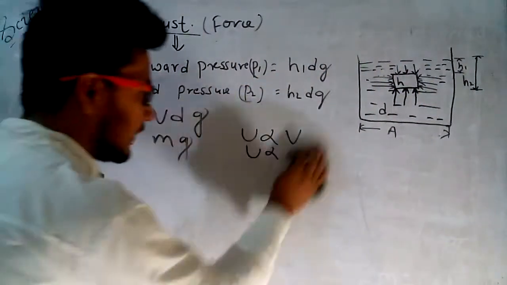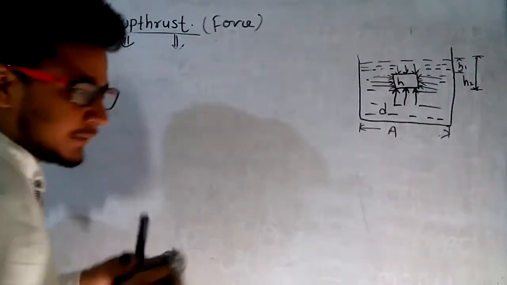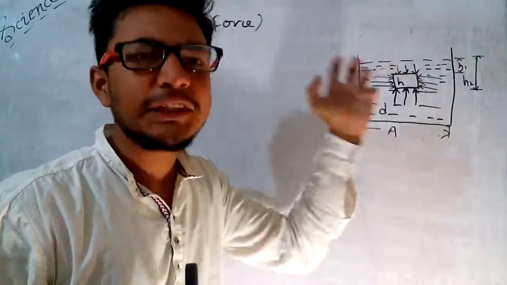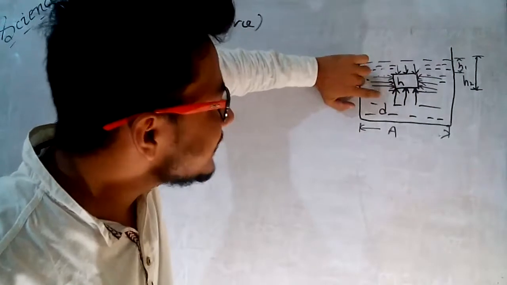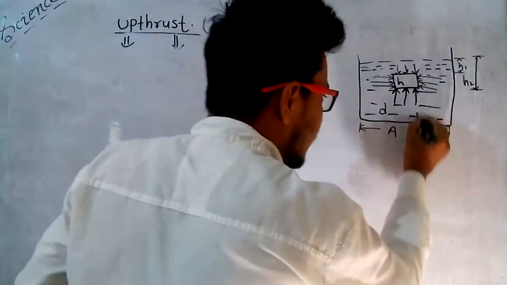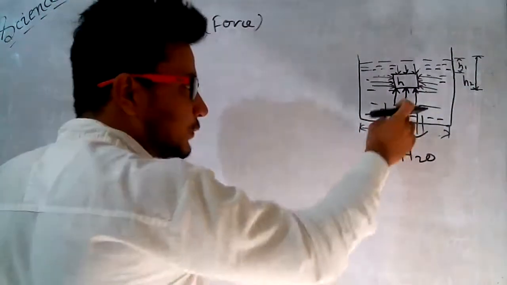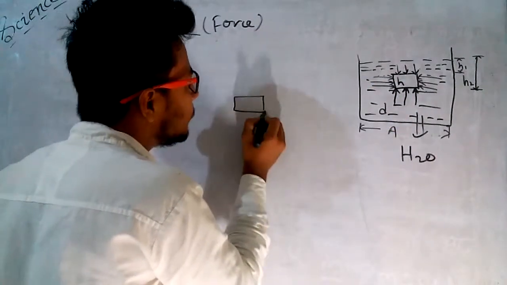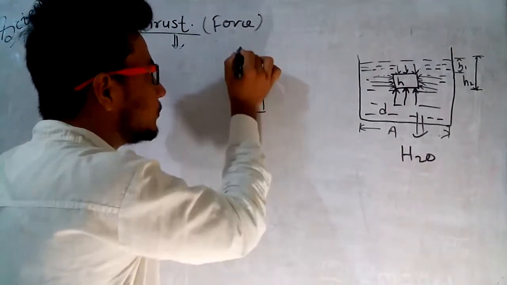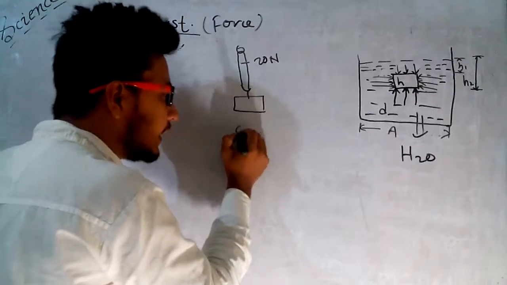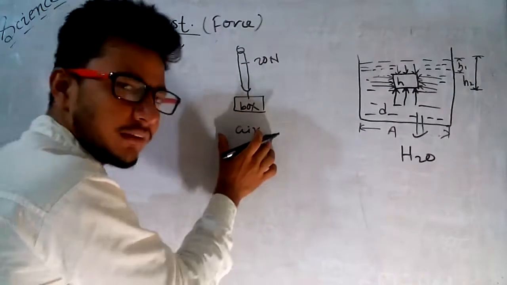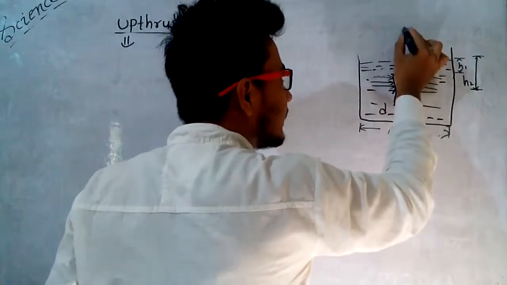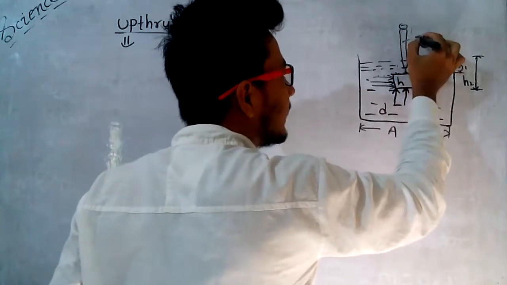Now the last topic in upthrust: how can we calculate upthrust? Suppose we are going to calculate the upthrust exerted by this liquid, in a simple method. Suppose this is water, H2O. How much upthrust does this water give to the body? Suppose this is a box, and when we weigh this box in air with a spring balance, it shows 20 Newton. But when I place this object in water, it shows 15 Newton with the same spring balance.